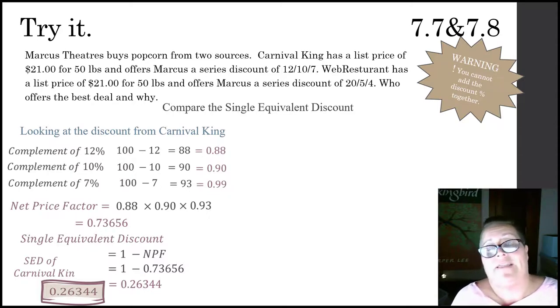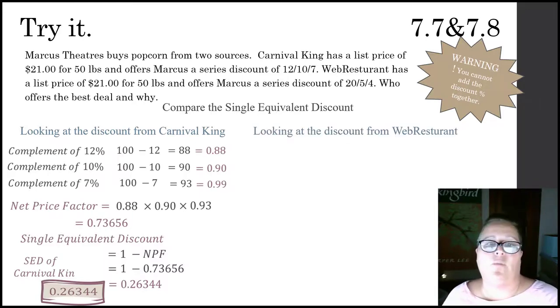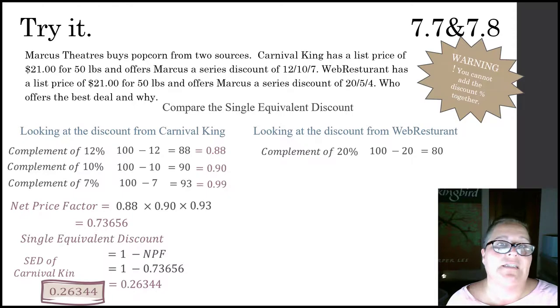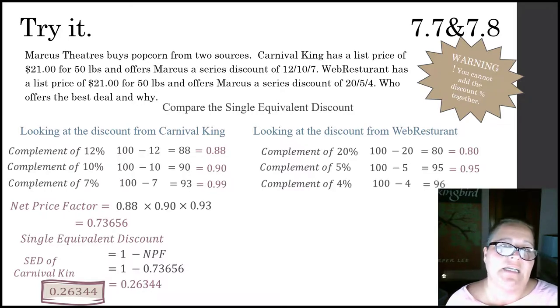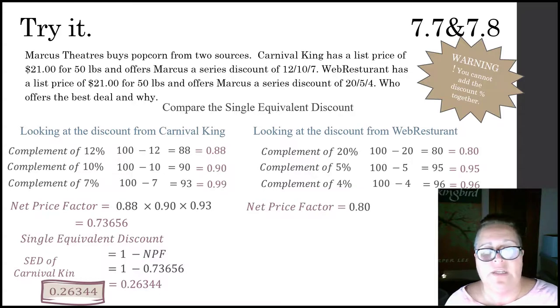Now, I also want to find that same calculation for Web Restaurant. So if we look at the discounts from Web Restaurant, we see they're offering a 20%, then a 5%, then a 4%. So the complement of 20% is 80 or 0.8. The complement of 5% is 95 or 0.95. The complement of 4% is 96 or 0.96. I'll multiply those three together to determine how much I'm paying. So the net price factor is 0.8, 0.95, 0.96, or 0.7296 when I multiply it all together.